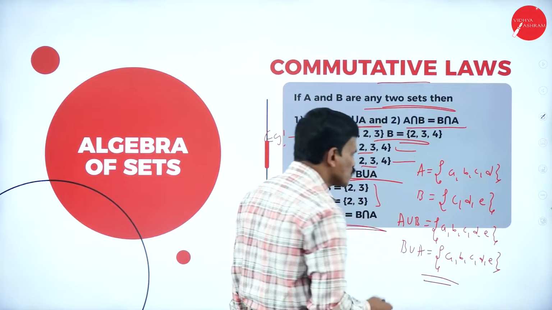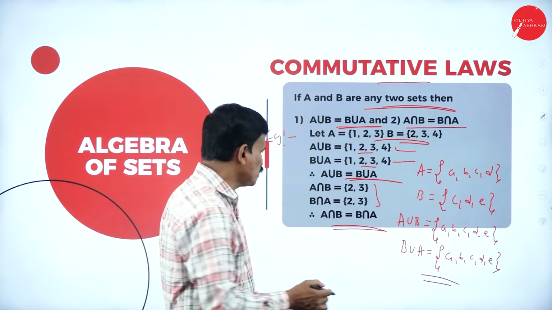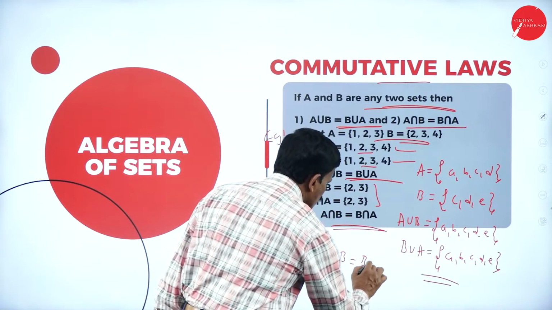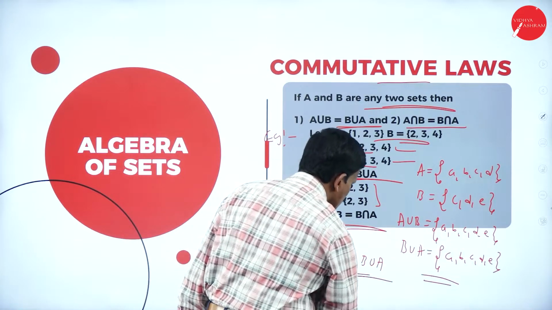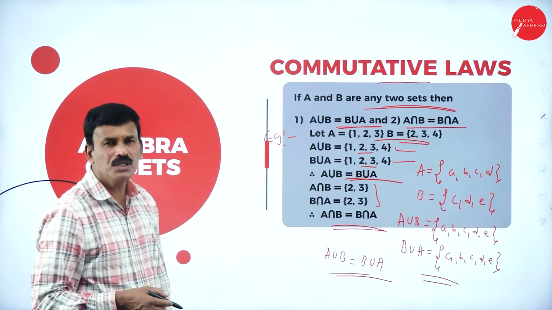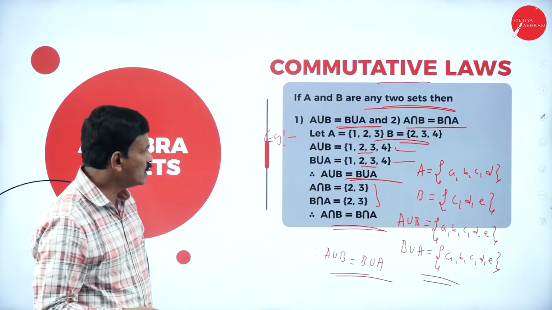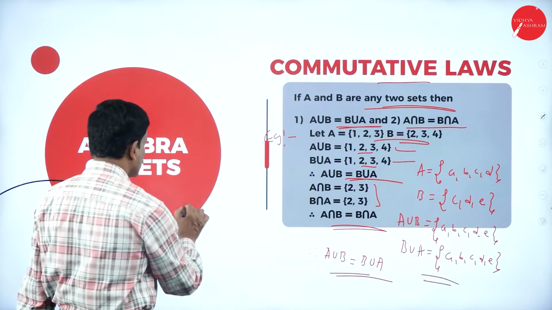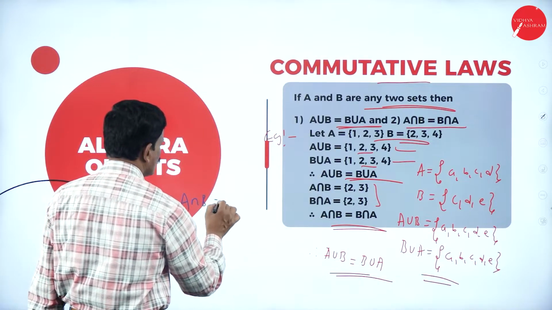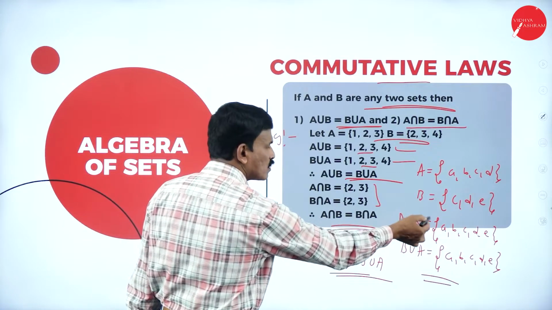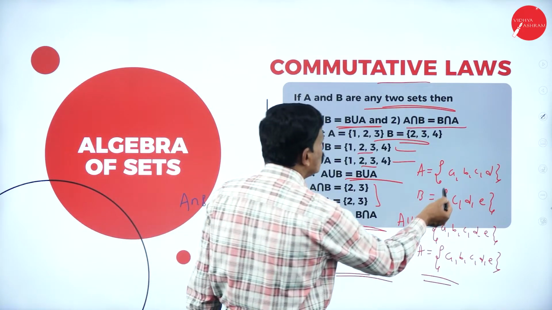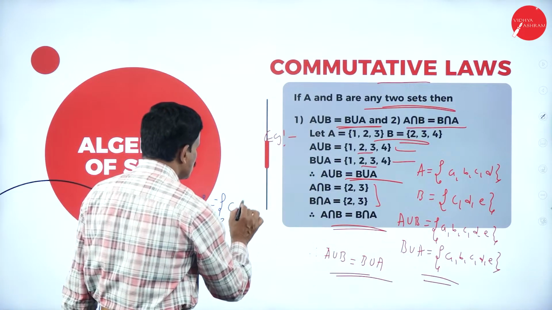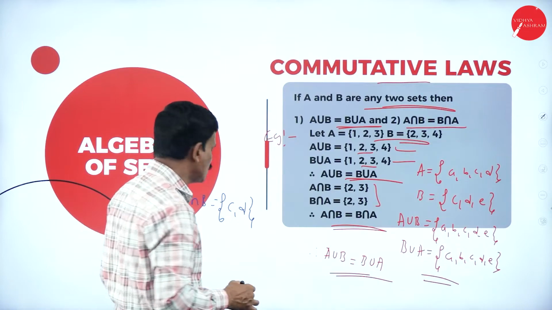What do you say from these two? A union B is equal to B union A. So therefore, we can write A union B is equal to B union A in this case. Similarly, let us find the intersection for the same example. A intersection B: the common elements in A and B. A contains C, D and B also contains C, D. So C, D is A intersection B.